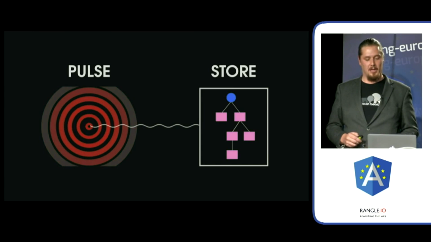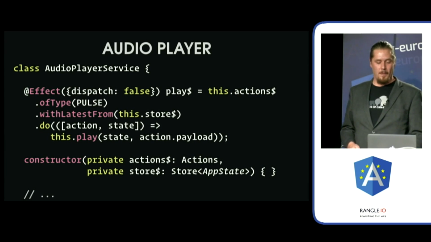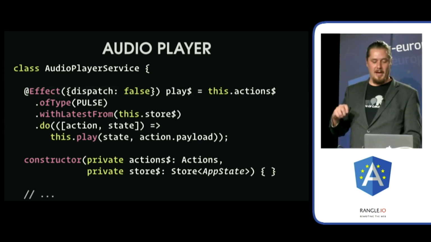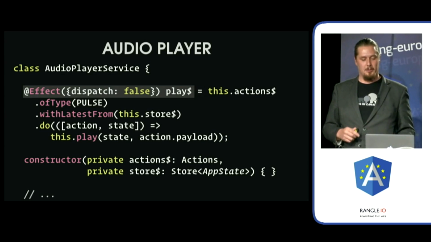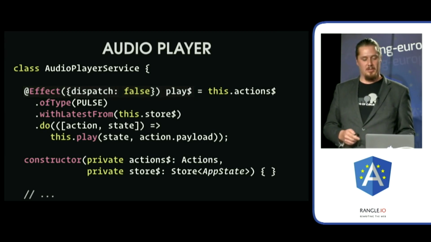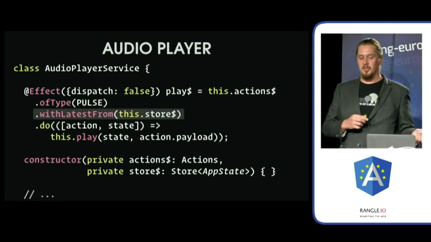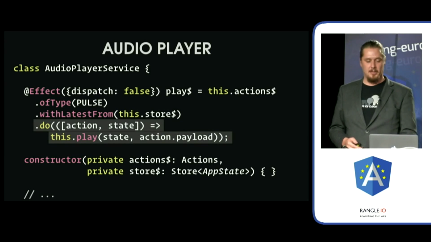And that's something in this application called an audio player, another service. So this one also has an NgRx effect in it, but that's a bit different in the sense that it doesn't actually dispatch anything to the store. Instead, it reacts to actions dispatched by someone else. So for every pulse, it's going to react by taking the latest state from that store, which is an observable, and then it plays whatever sounds should be played based on that state.